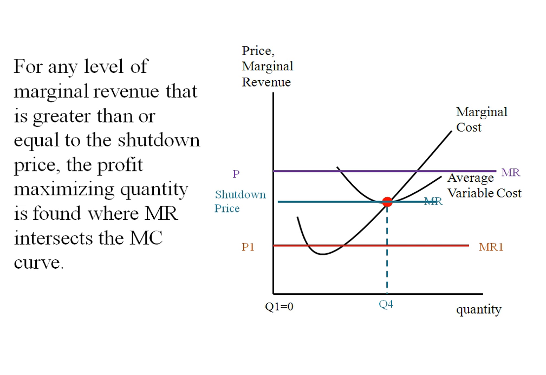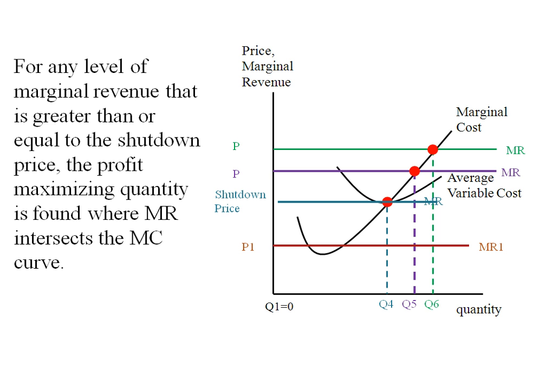So let's suppose we're here at this purple P, purple MR. Find where it crosses the marginal cost curve. I'm calling that Q5. That would be a point on our supply curve. Let's do one more. So here we have a green price and marginal revenue curve. Look where it crosses marginal cost, calling that Q6. That's also a point on my supply curve.